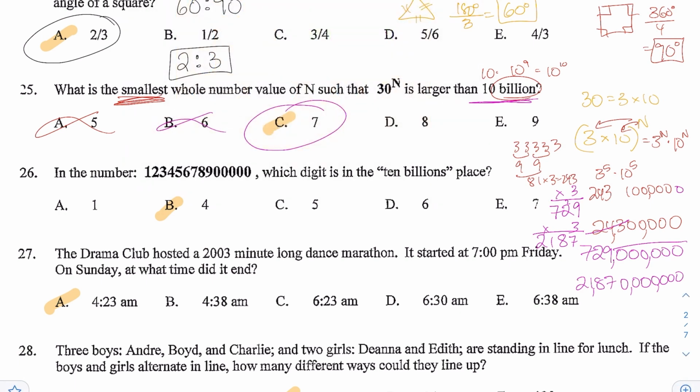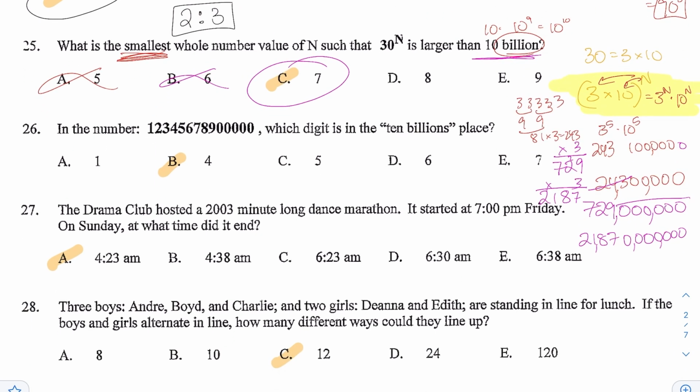So for number 25, you want the smallest whole number value of n, such that 30 raised to the nth is larger than 10 billion. So you want to start with choice A, which is the smallest. And then you want to use this rule where you use the distributive property to help you out.